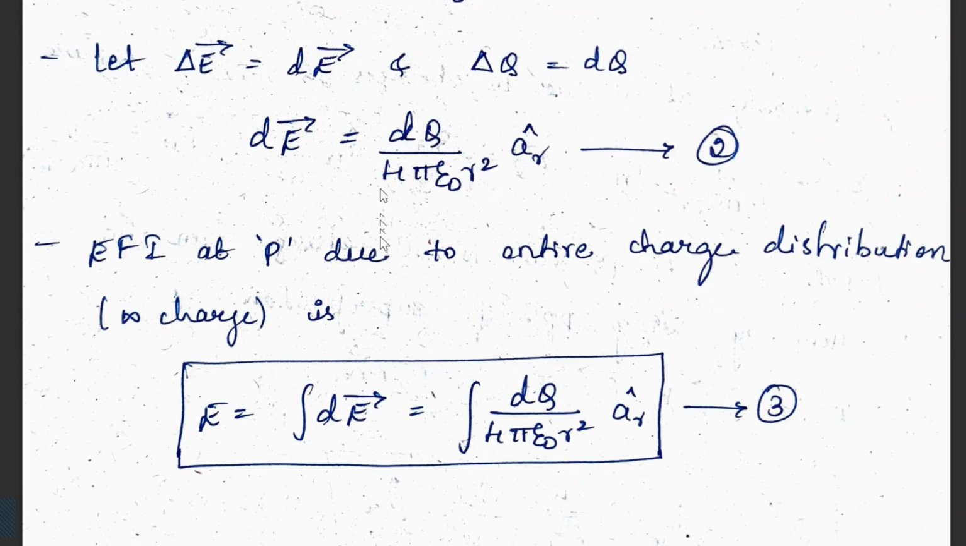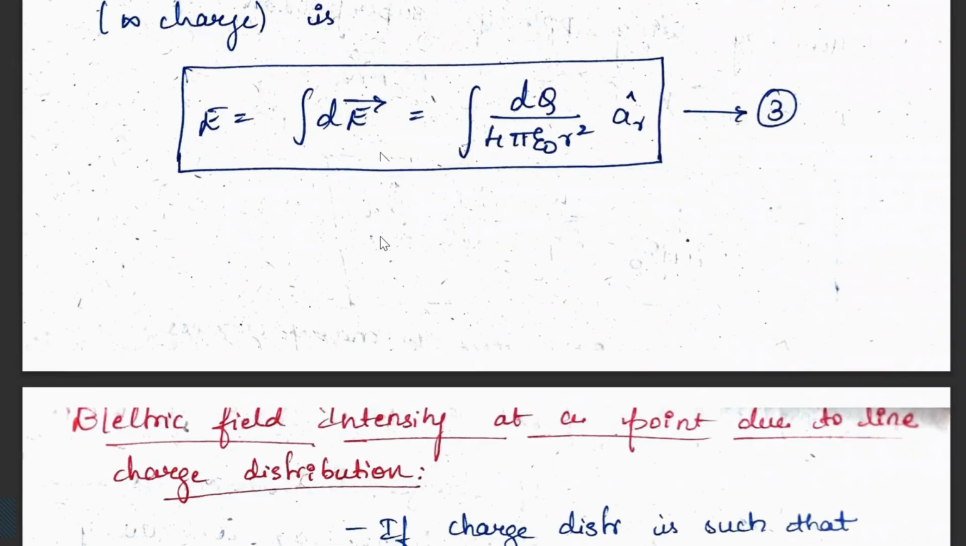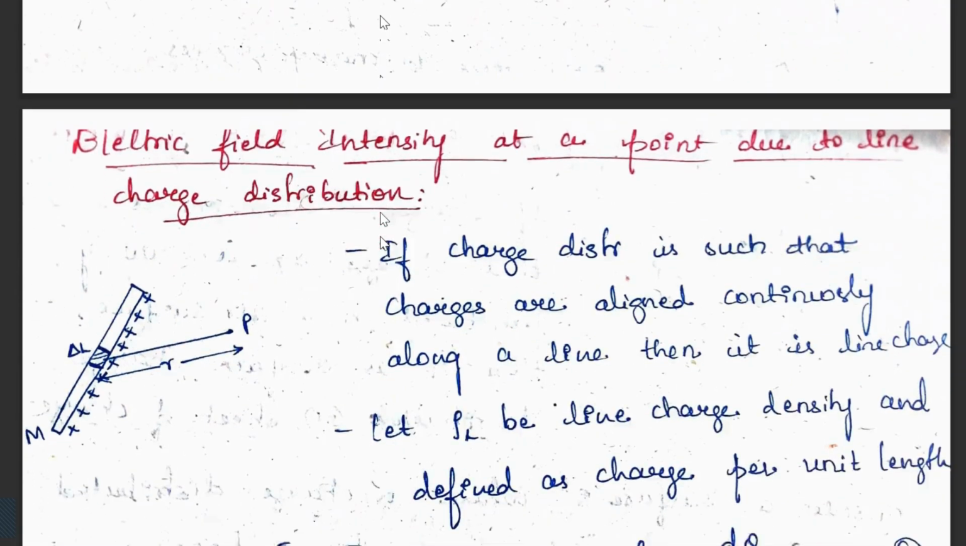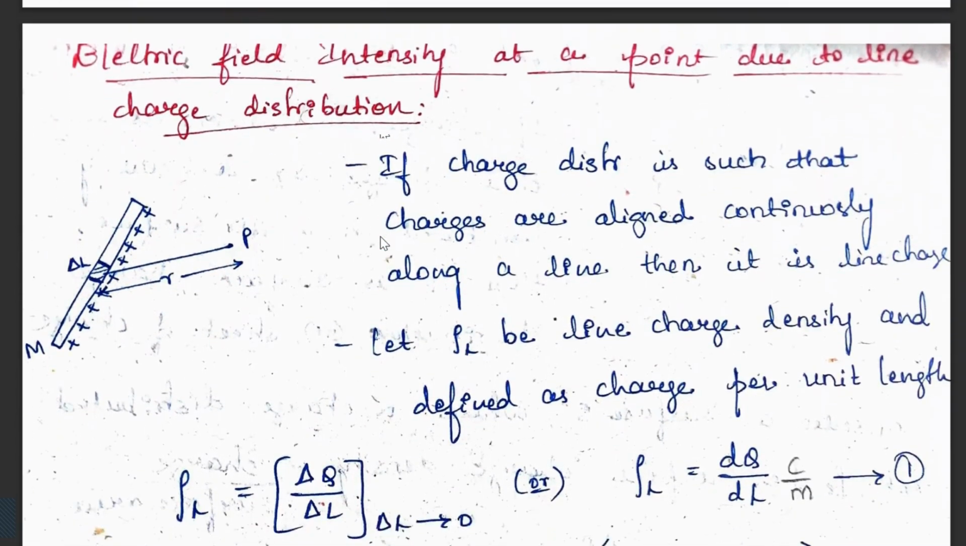Integration of all those small differential electric fields, that is integration of dE vector, that is integration of dQ divided by 4 pi epsilon naught R square into aR cap. This is my third equation, final equation. Next comes electric field intensity at a point due to line charge distribution.